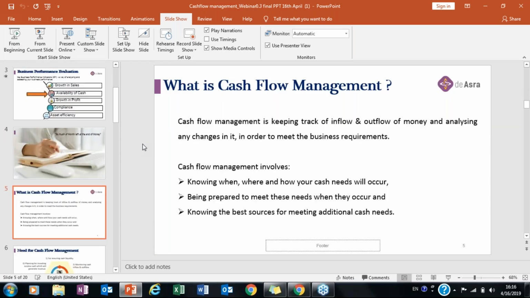So what is cash flow management? Cash flow management is keeping track of the inflow and outflow of money and analyzing any changes in it in order to meet the business requirement.